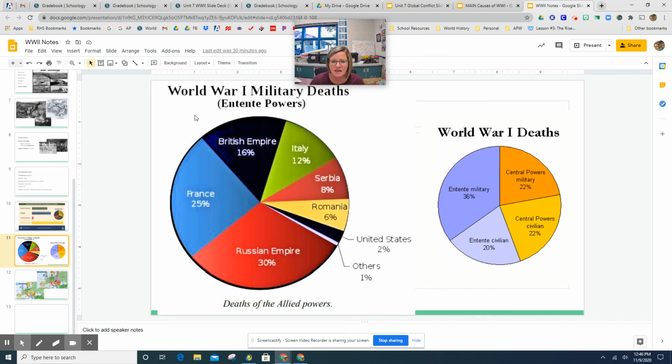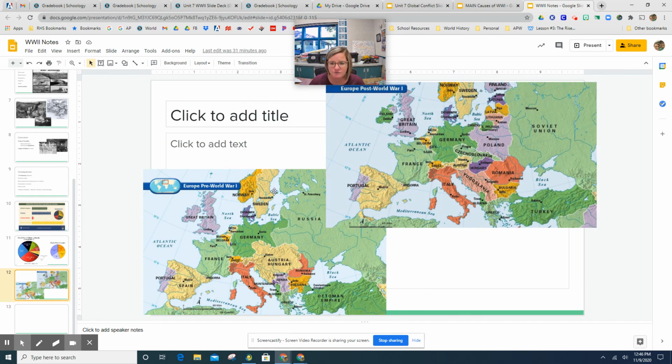Alrighty. Just looking at different deaths between the countries, and then the sides. We had more deaths on the Entente or the Allied side than on the Central Power side. And then this is what ends up happening after World War One. Germany loses a little territory. This is going to become big right here. You've got East Prussia, and you've got Poland right there. That's the Polish corridor. That's going to make Hitler mad.